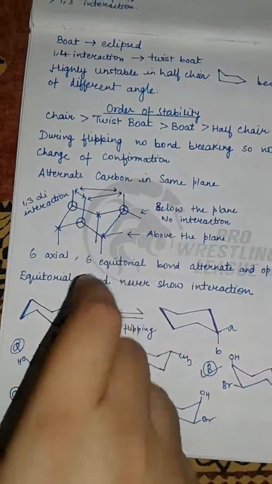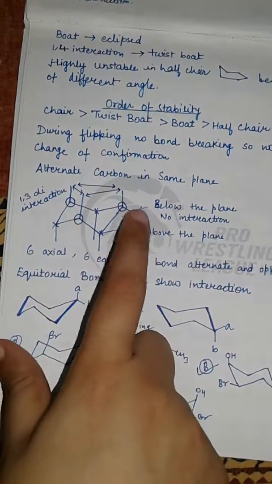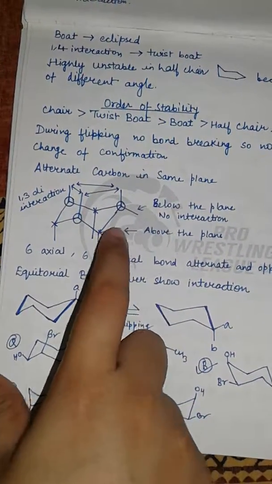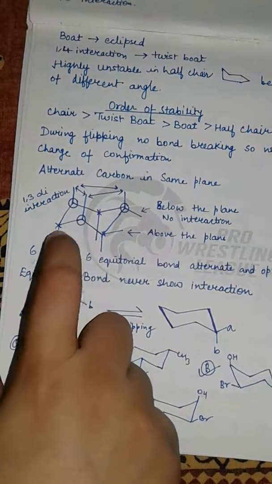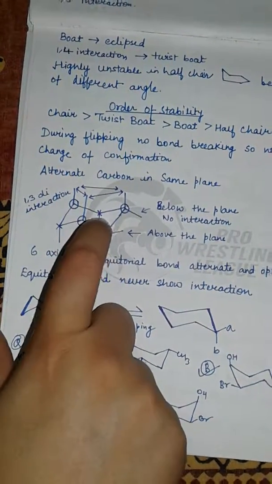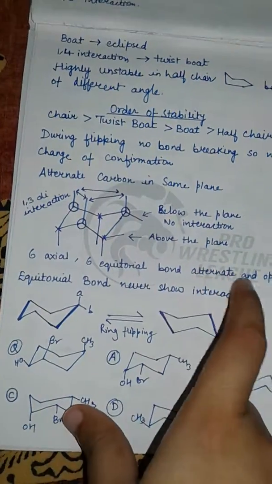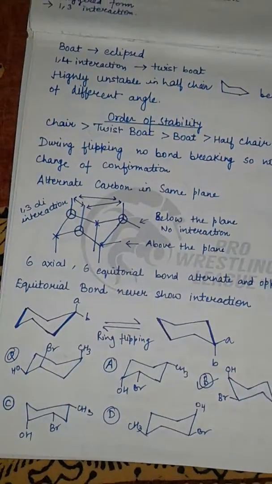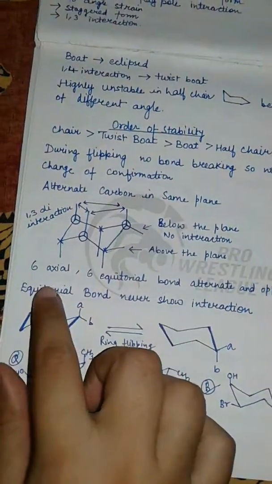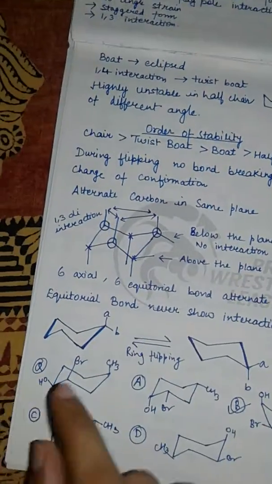Here there are 6 axial and 6 equatorial bonds: 1, 2, 3, 4, 5, and 6. Equatorial bonds are alternate and opposite. Equatorial bonds never show interaction.